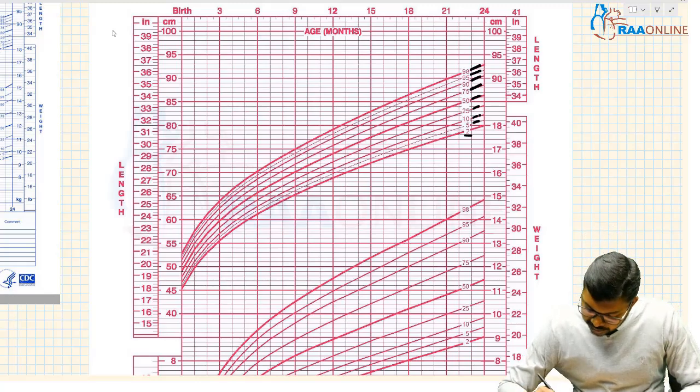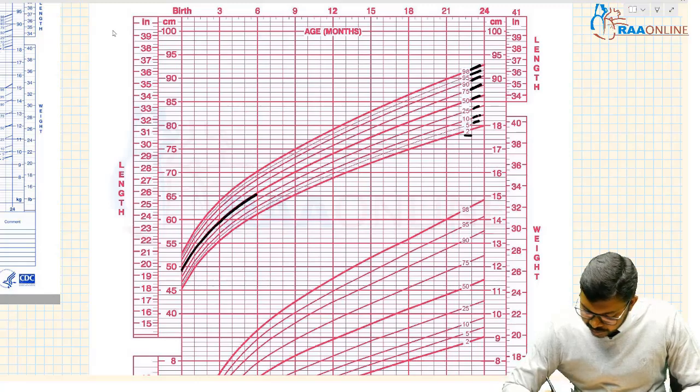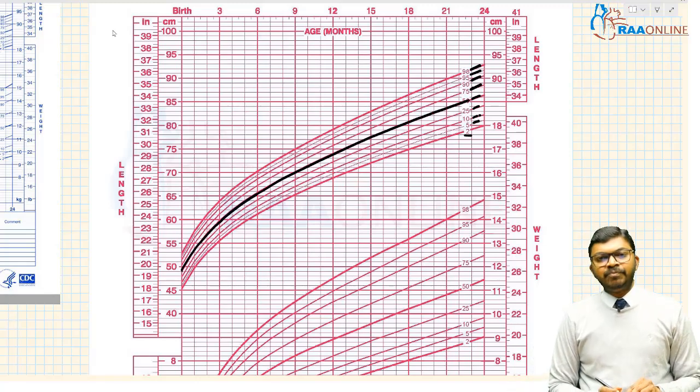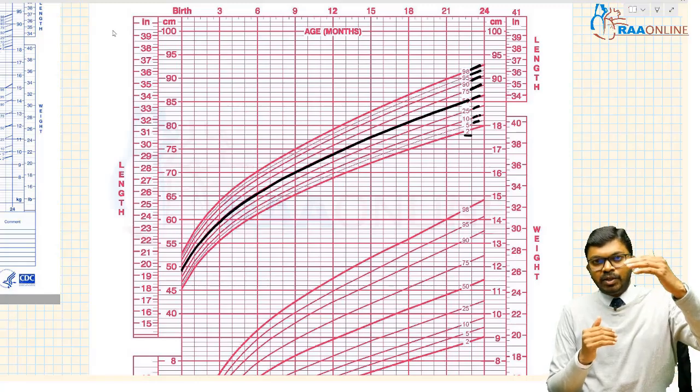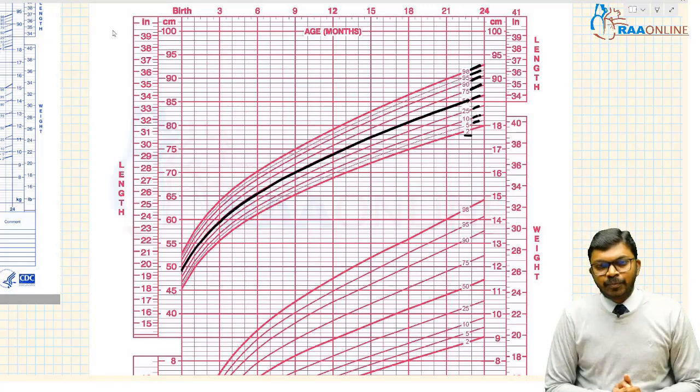Now if you look at the 50 percentile curve here, that goes like this. This 50 percentile curve tells us exactly half the population falls above that value, half the population falls below the value.